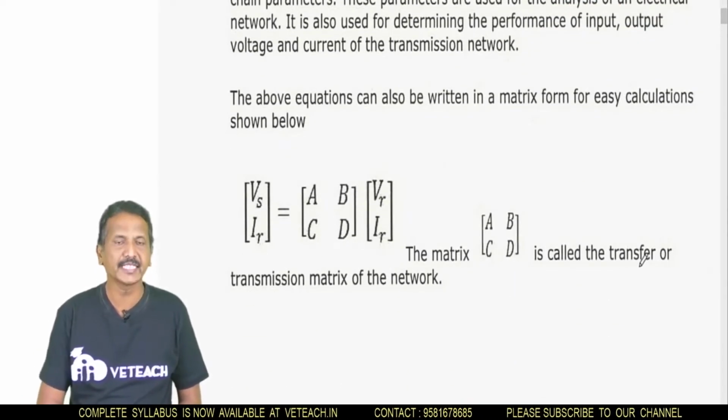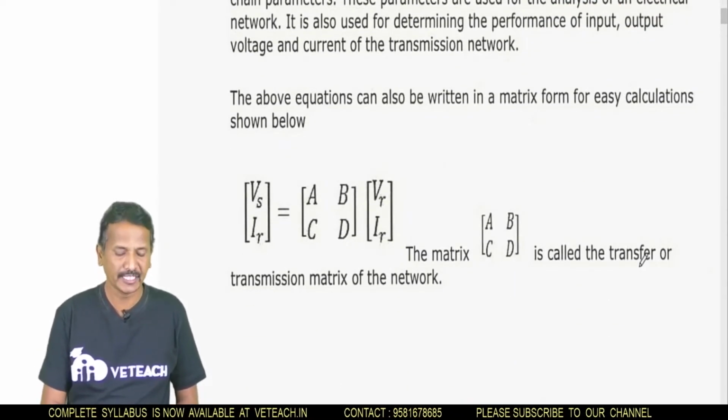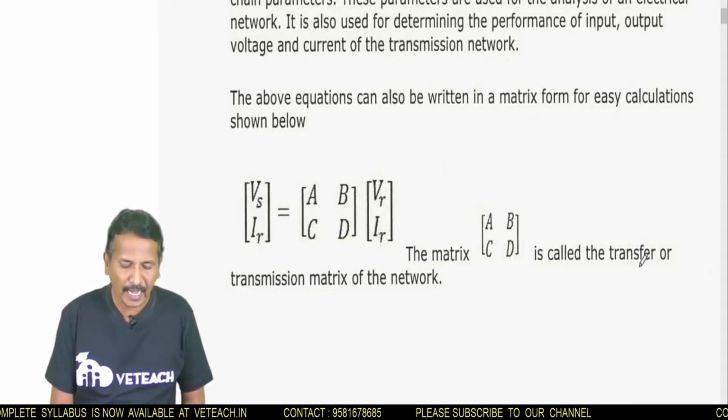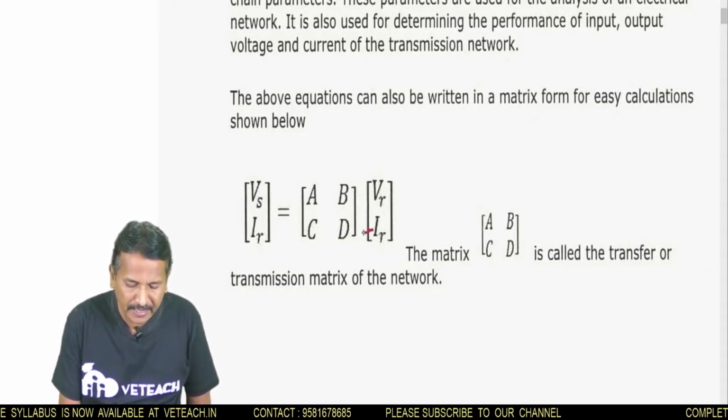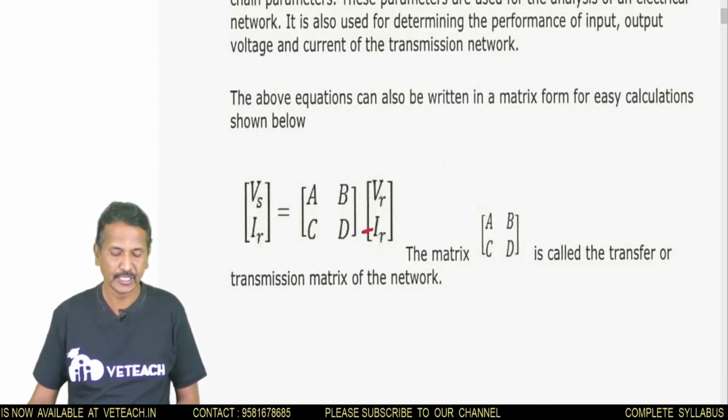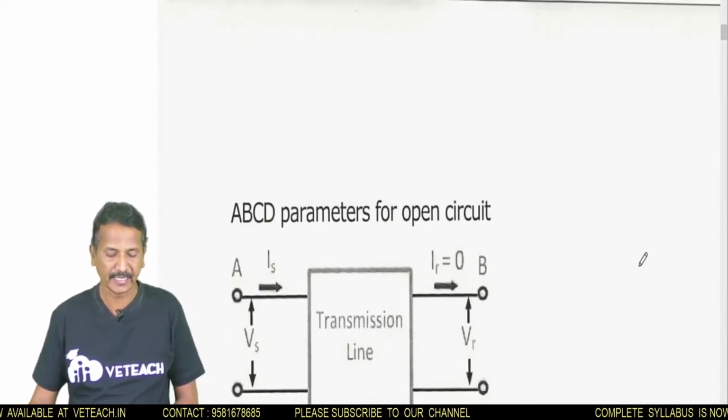So the above equation can be written in matrix form, that is 2 by 2 matrix form: Vs, Is is equal to ABCD into VR, IR. But what happens here? Here IR becomes minus. So this is the transmission matrix.